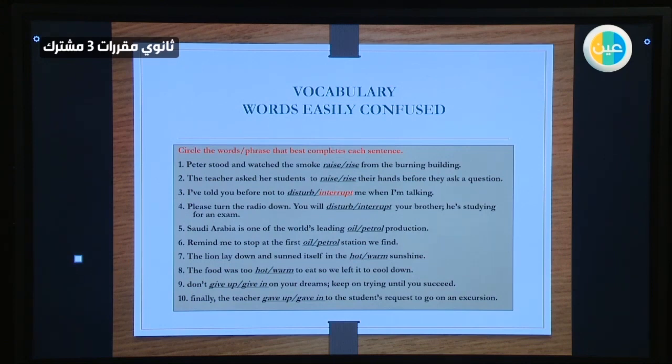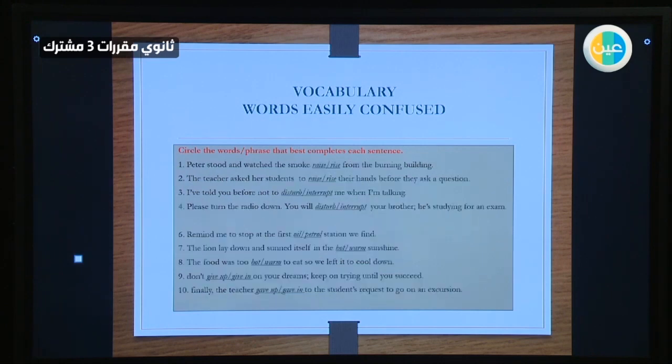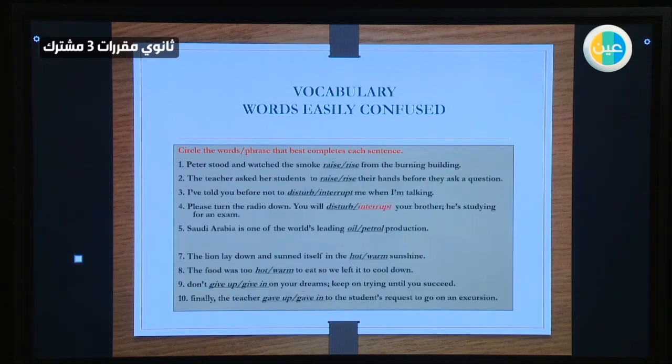Number 4: please turn the radio down. In this way, you will disturb your brother. Disturb your brother, stopping him from studying. It doesn't let him concentrate or focus. It makes him stop doing something. So disturb. Your brother is studying for an exam.